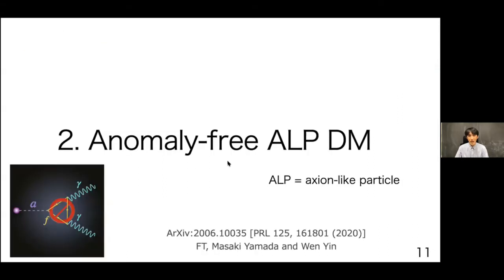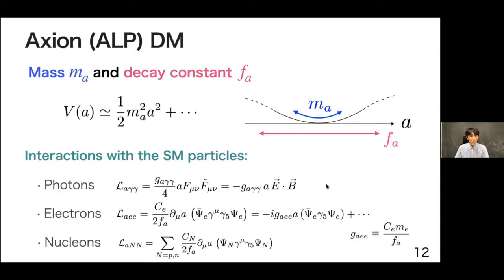Okay. So here, ALP stands for axion-like particle. So this is a general pseudoscalar particle, and not necessarily the QCD axion. So axion or axion-like particle is known to be a viable candidate for dark matter. And there are two important parameters. One is the mass, m_a, the other is the decay constant, f_a.